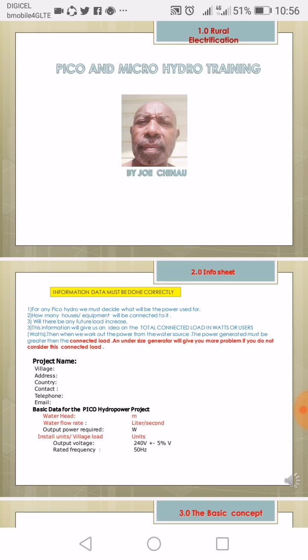Today we are talking about working with the presentation on hydropower and the range of hydropower. Pico hydropower starts from 200 watts going up to 5,000 watts, or 5 kilowatts. Anything above 5 kilowatts goes on top, into micro hydro, and then the big hydro plants.